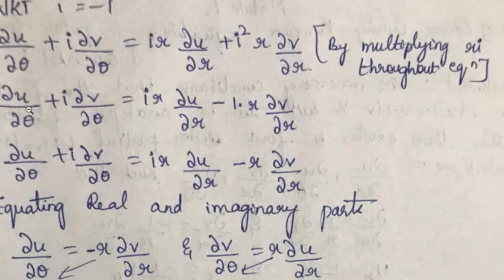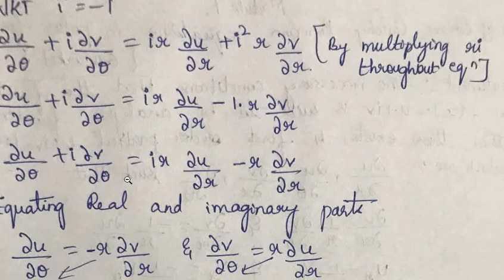Now what we are going to do next is dou u by dou theta plus i into dou v by dou theta is equal to ir dou u by dou r. We have one formula. What is that formula? i square is equal to minus 1. What is i square? i square is equal to minus 1. You can substitute over here, minus 1 into r into dou v by dou r. Now next step is what you can do is dou u by dou theta plus i into dou v by dou theta is equal to ir dou u by dou r minus 1 into r. What is 1 into r? It is r itself, minus r into dou v by dou r.